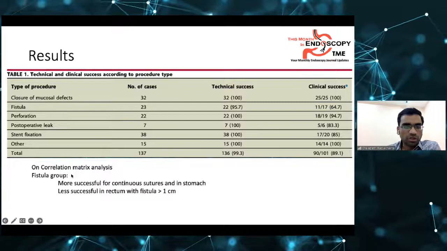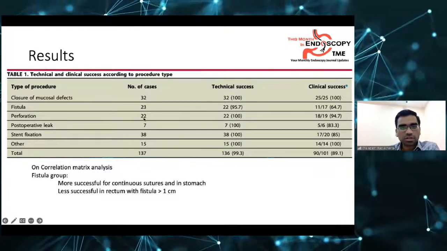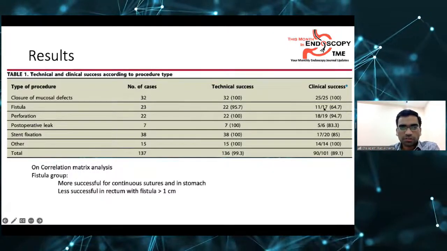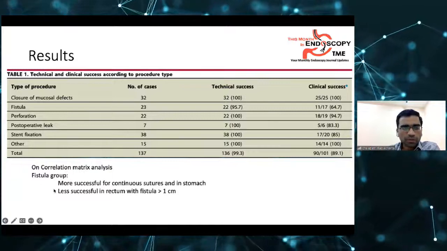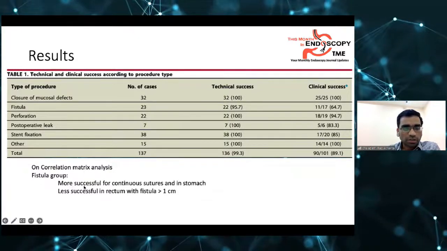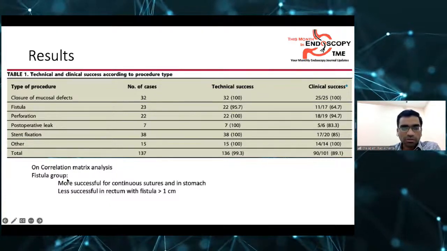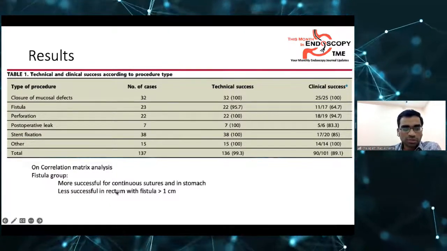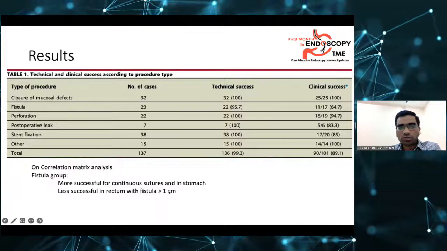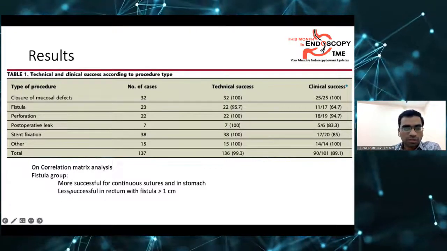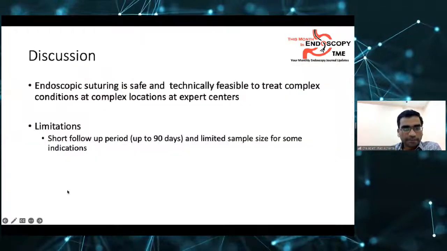On a correlation matrix analysis, especially in the difficult to treat group, that is the fistula group, the authors have reported that if they applied continuous sutures, especially in the stomach, they achieved more success. But in the rectum, and if the fistula is more than 1 centimeter, they achieved less success.